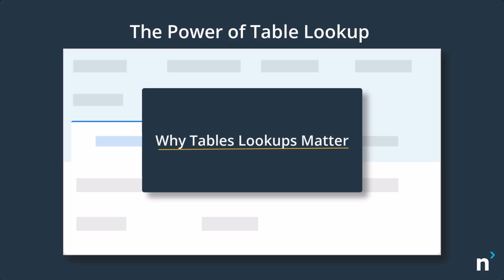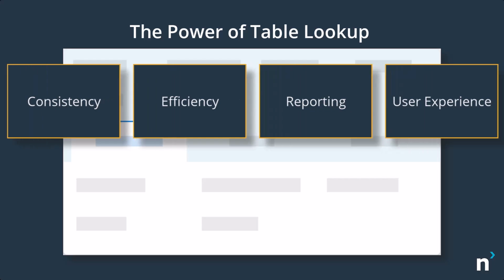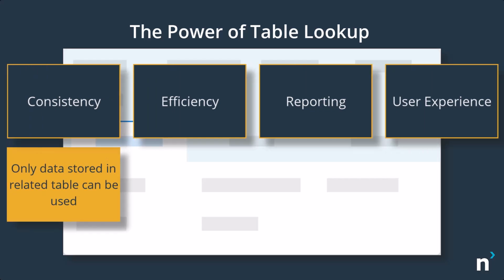Here's why table lookups are such a valuable feature in the Nextworld platform. Consistency. They make sure users only select from valid, existing data. A table lookup field retrieves values from a related table. This means users can only select valid entries pulled directly from the related table, which helps prevent typos and keeps your data accurate.